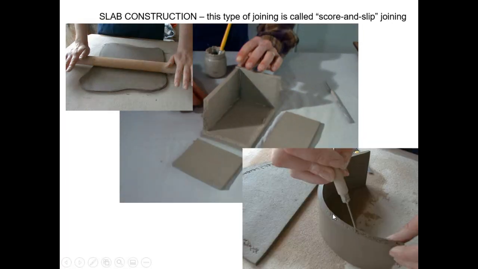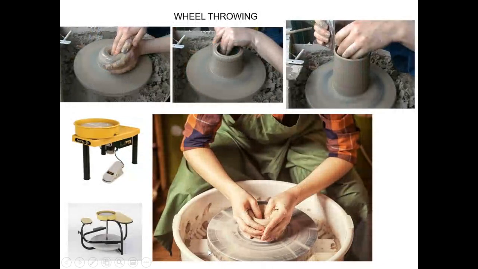So here's the score being made. You can see the slip there. That's the score and slip joining.